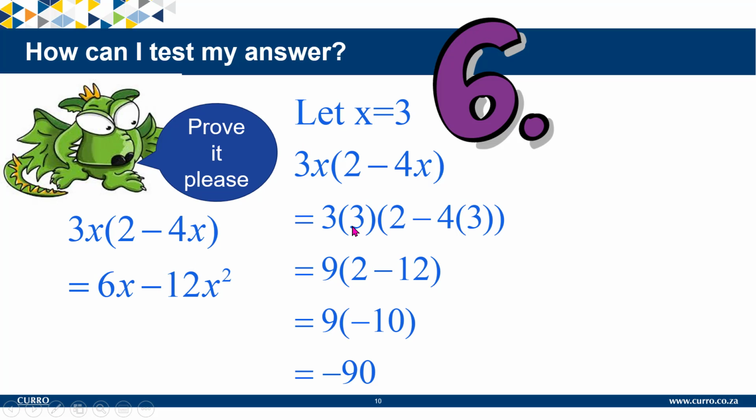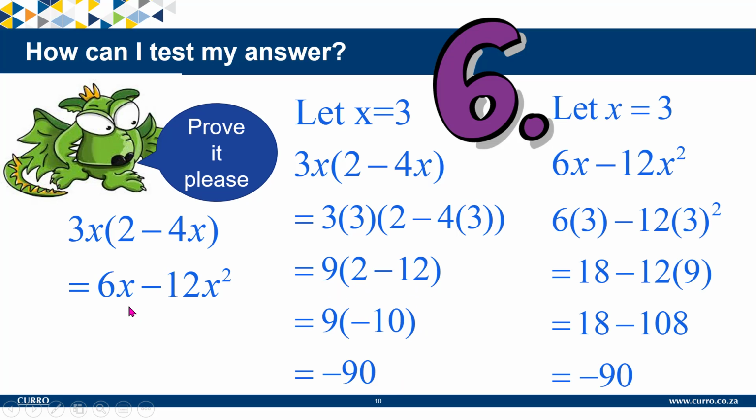So instead of the x, we'll write a 3. Instead of the x, a 3. 3 times 3 is 9, and then 2 minus 12 is negative 10. Then we multiply the 9 by the negative 10 is negative 90. Let's do the same for the second expression. Instead of the x, we write a 3. And that is then 18. Remember, if you substitute, always write it in brackets. So we first square, then we times the 12 by 9. And now 18 minus 108 is negative 90. So because of substitution, we prove that these two expressions must be equivalent.